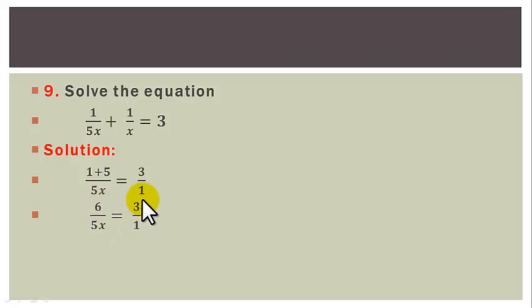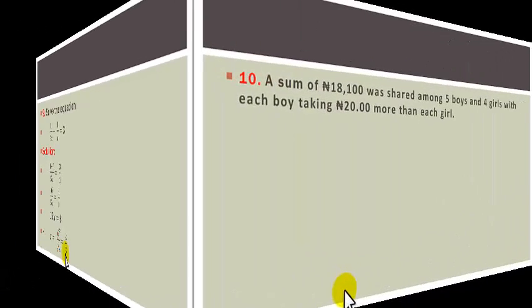At this point, we can cross multiply. 3 times 5x is equal to 6 times 1. So this will give us 15x equal to 6. Therefore, dividing both sides of this equation by 15, we have x equal to 6 all over 15. 3 will cancel 6 to give us 2, and 3 will cancel 15 to give us 5. So therefore, x is equal to 2 all over 5.